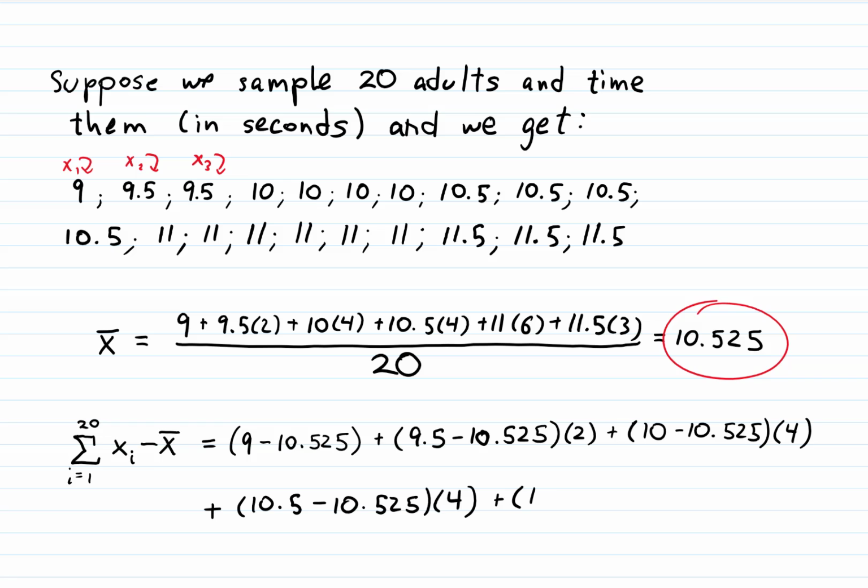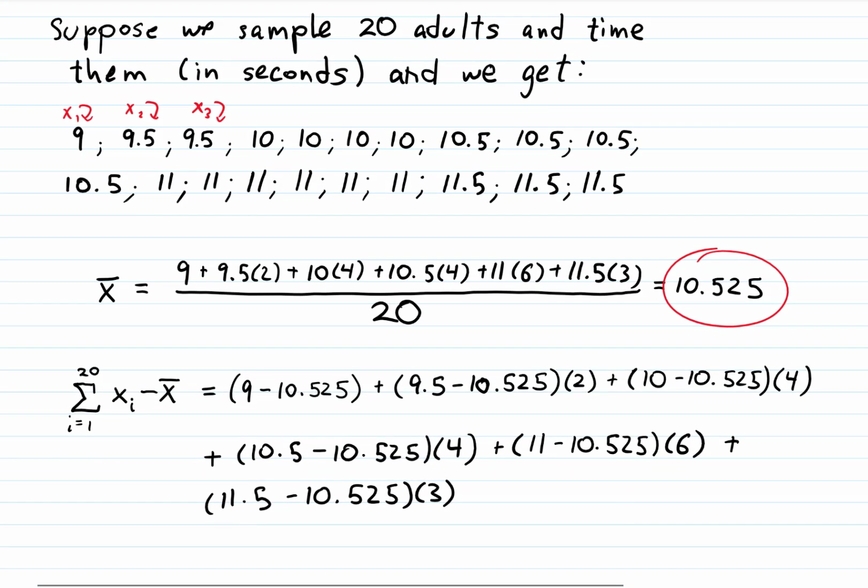Plus 11 minus 10.525. There's 6 of those. Plus 11.5 minus 10.525. And there's 3 of those. This is one idea, okay? We're measuring the distance from each data point to the average, and then we're adding all those distances up. What I would like to do actually is find the average distance. Okay, but let's just take one step at a time.